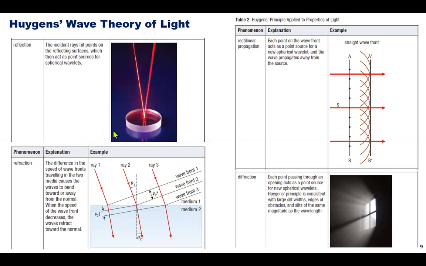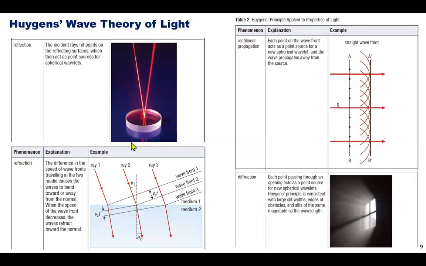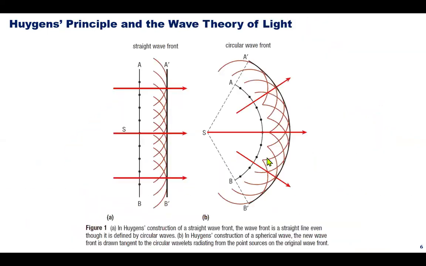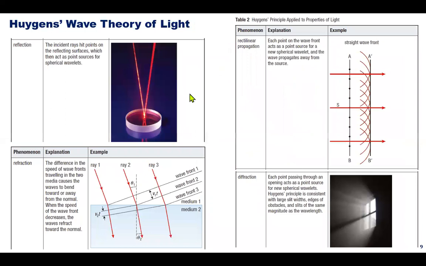Okay, so before we move into the second part of this lesson, interference of light waves, you can now take a 10 minute break. You can have a look at Newton's particle theory of light and Huygens' wave theory of light, and compare these two theories by yourself. Okay, I'll give you some time to do this.